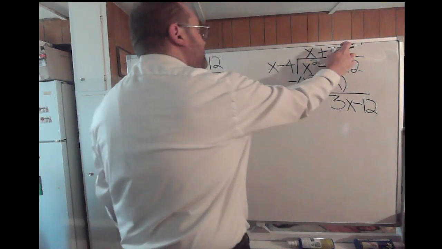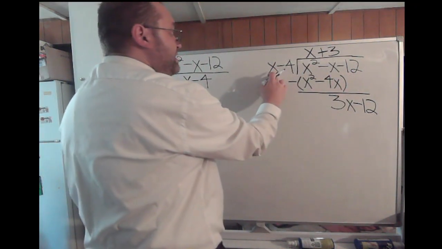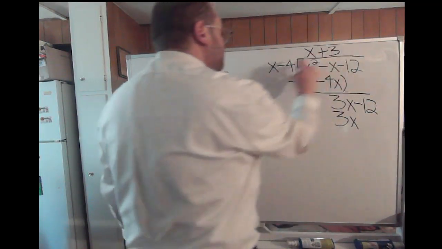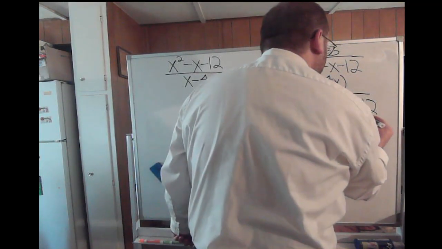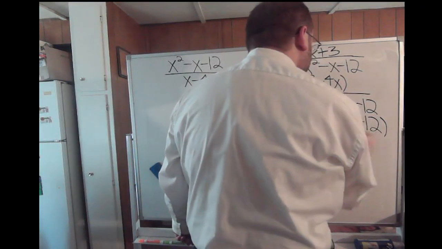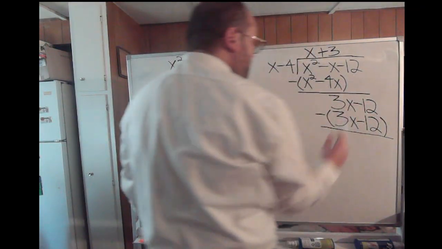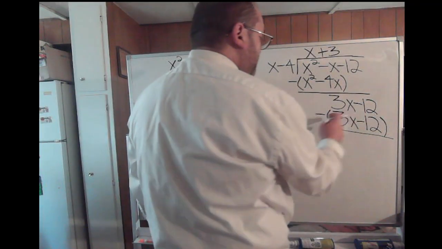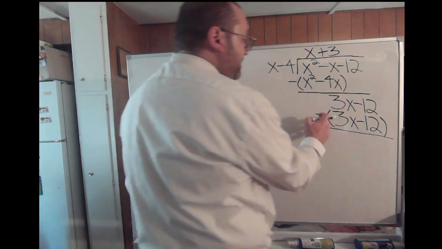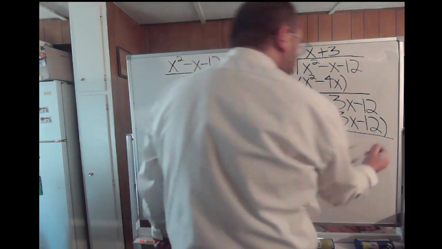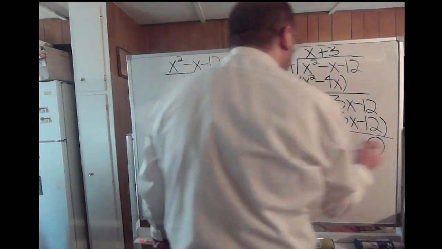Alright, so now take that 3 that's in the quotient, multiply that by x, you get 3x. And then 3 times negative 4, that gives you negative 12. So now subtract the quantity you just got from what you had before. 3x minus 3x is 0, that's gone. Negative 12 minus minus 12, well, minus minus 12 is plus 12. So negative 12 plus 12, that's 0. You have a remainder of 0.